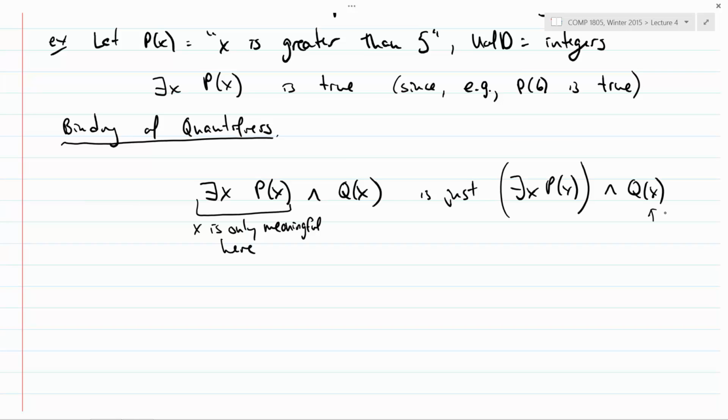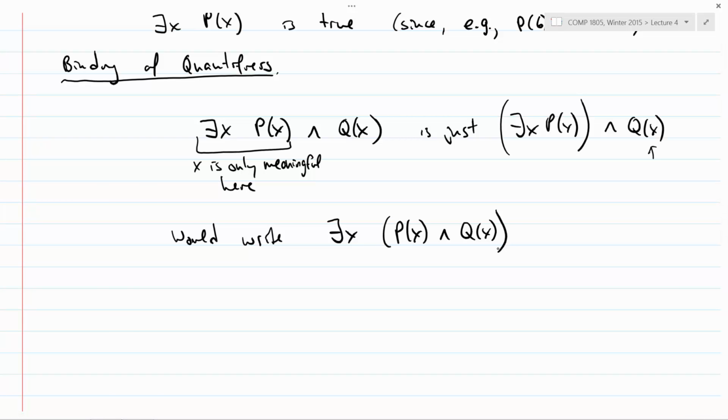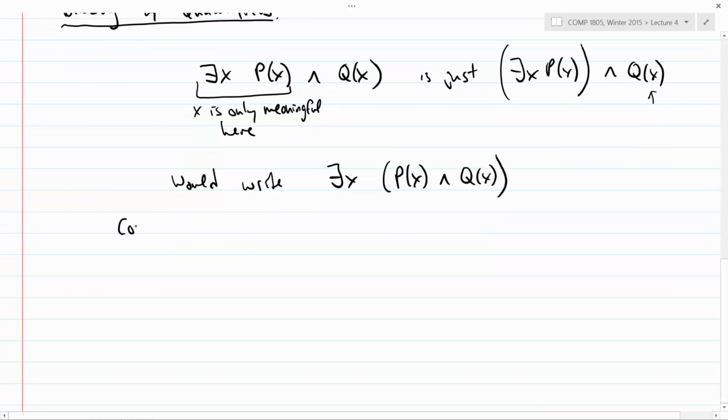So if you did want to write this, you would have to write exists an x such that px and qx. That is how you would write that, if you wanted to assert that there was some value x such that px is true and qx was true at the same time. All right. What you could write is this. You could write exists an x such that px and exists x such that qx.